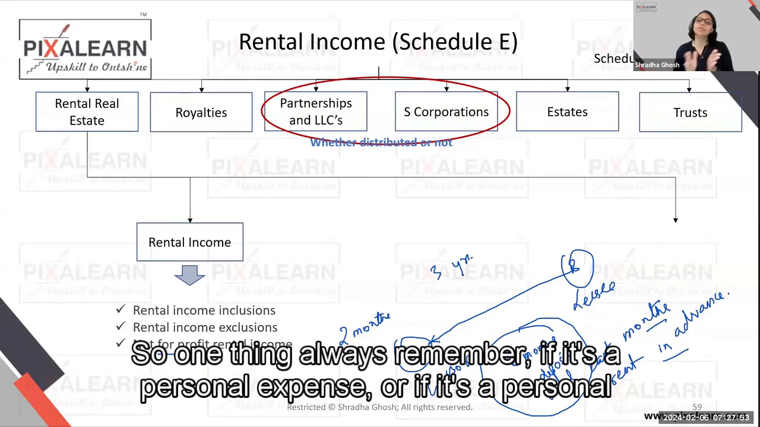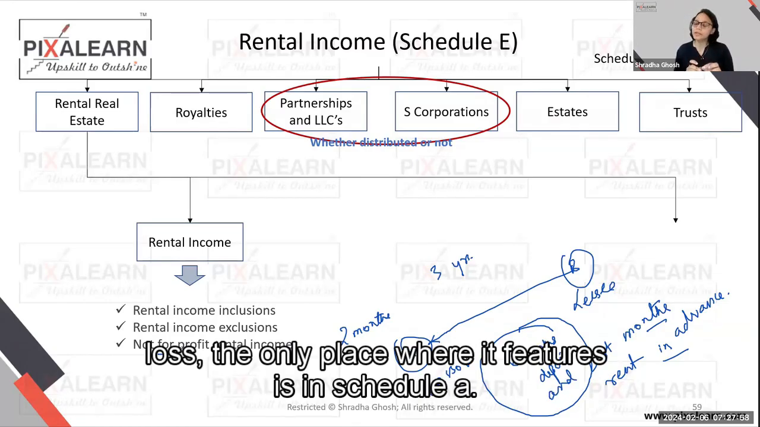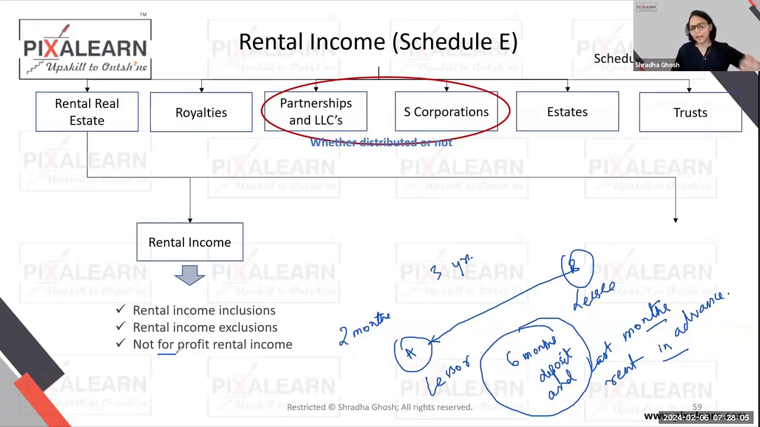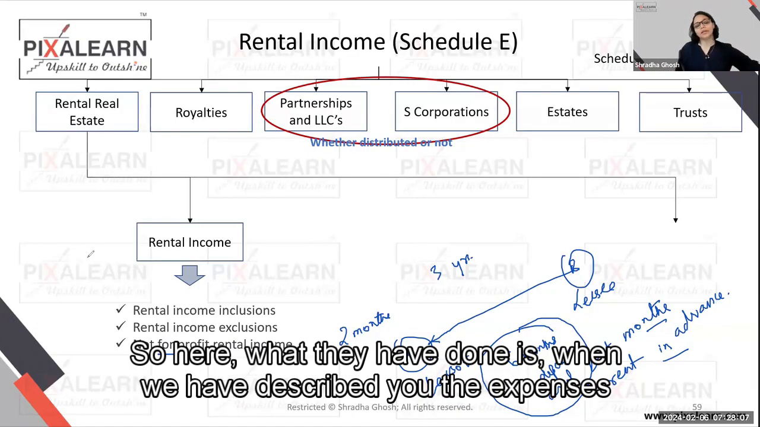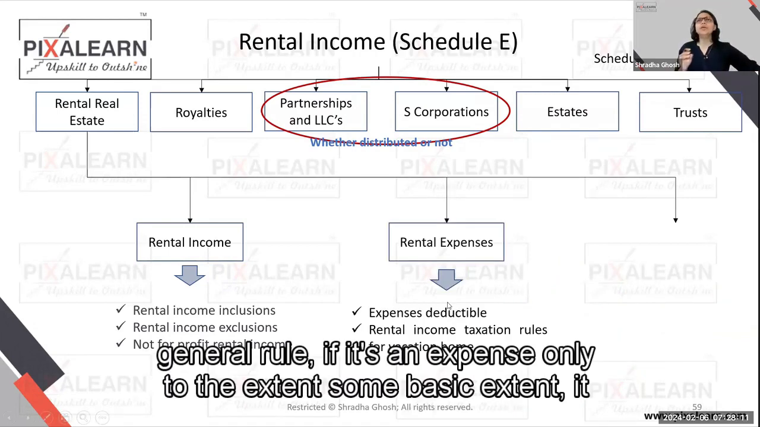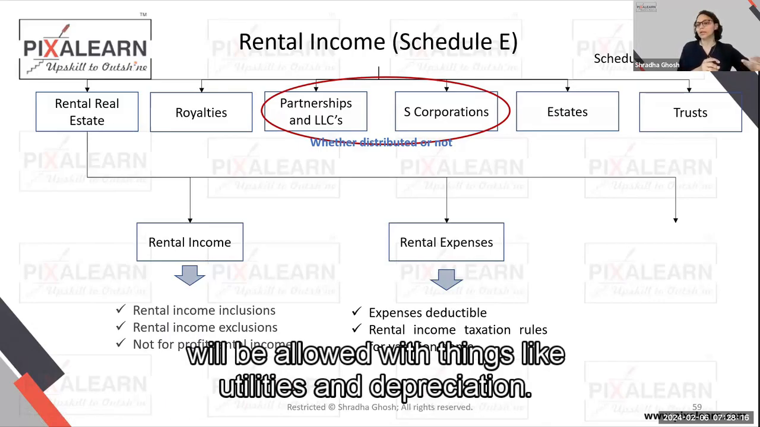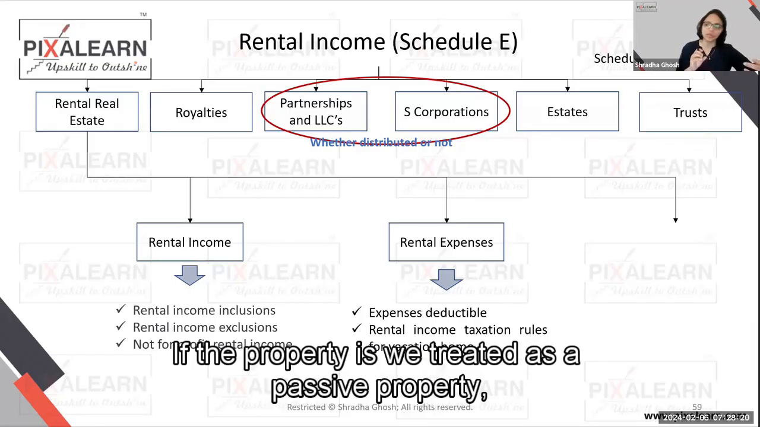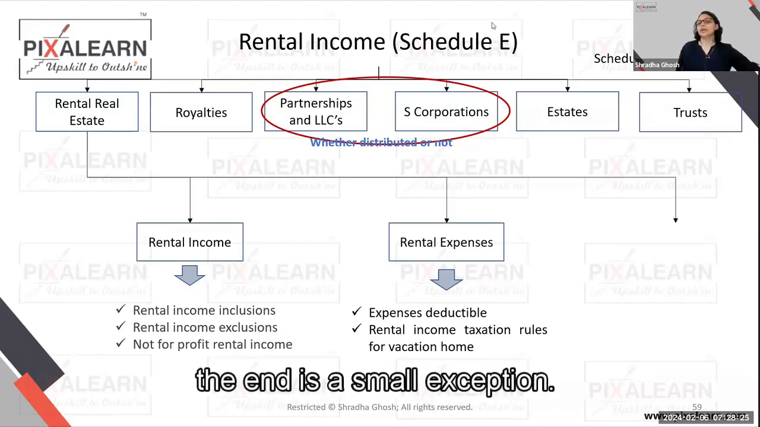So, one thing always remember, if it's a personal expense or a personal loss, the only place where it features is in Schedule A. If it isn't provided to you there, it will not go anywhere. So here, when they have described the expenses, the general rule is that if it's an expense, only to some basic extent will it be allowed. But things like utilities and depreciation, all of those expenses will be disallowed if the property is being treated as a passive property. Then there's a small exception.